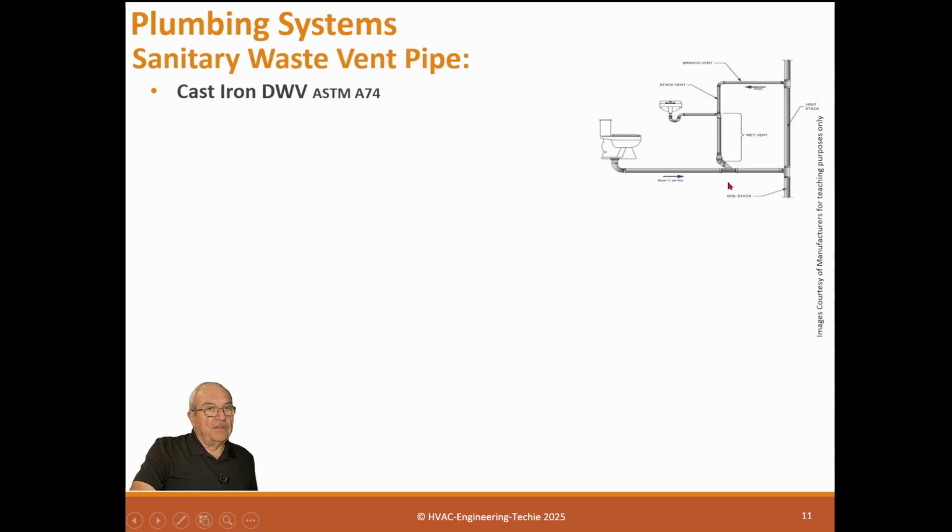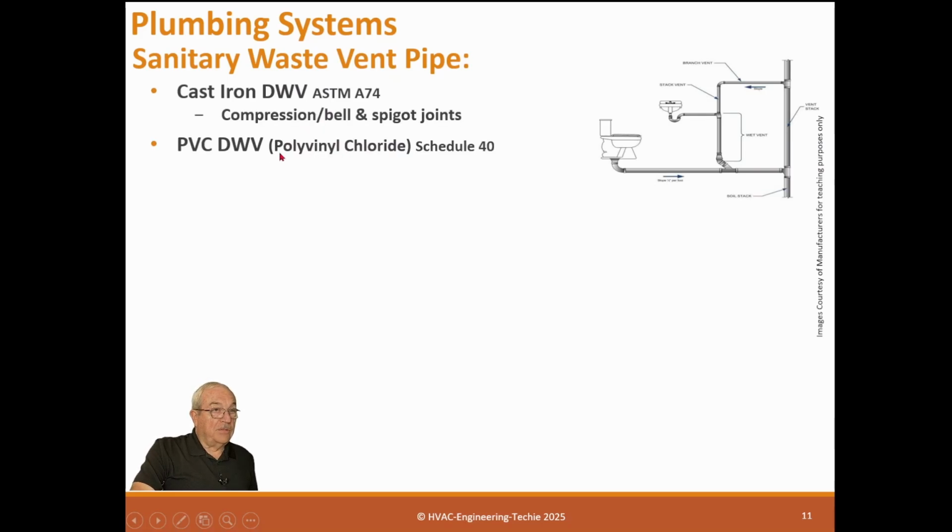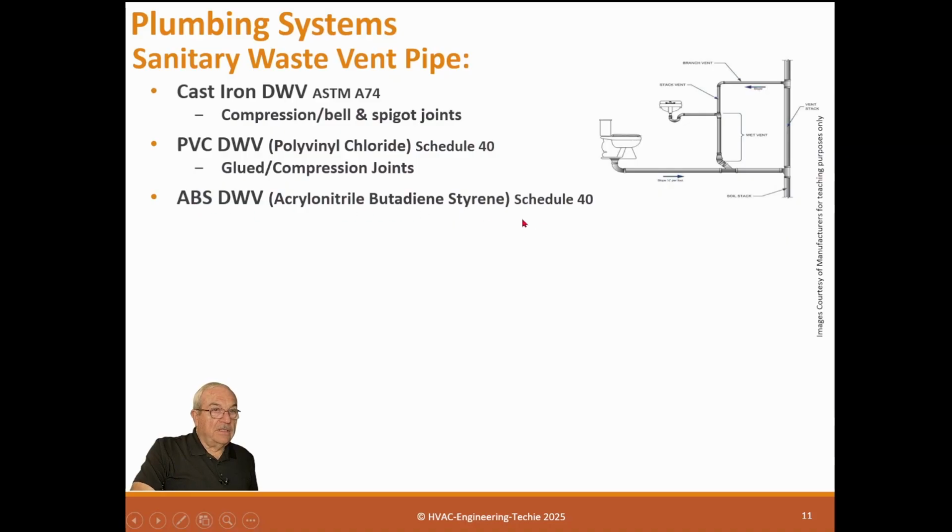Okay, so vent piping. This is the vent piping up here. It can be cast iron. It can be compression or bell and spigot joints. It's normally compression. PVC is Schedule 40, with glued or compression joints. ABS, again Schedule 40, can be glued or compression joints.